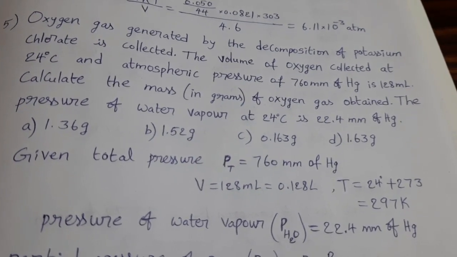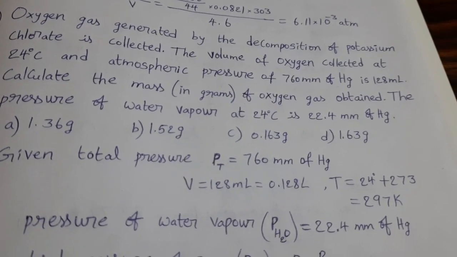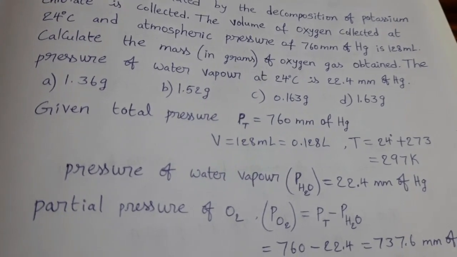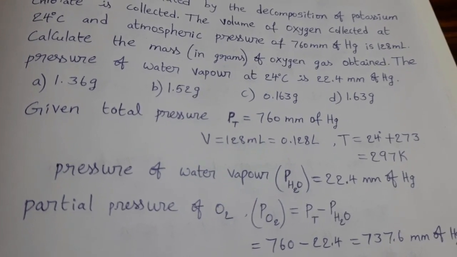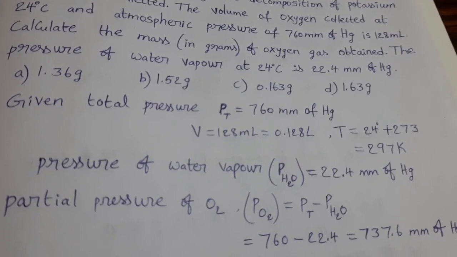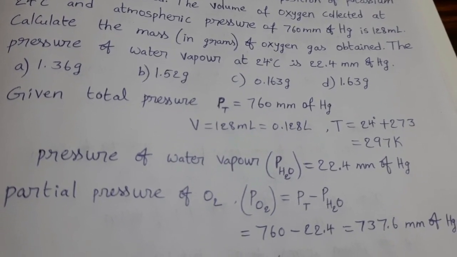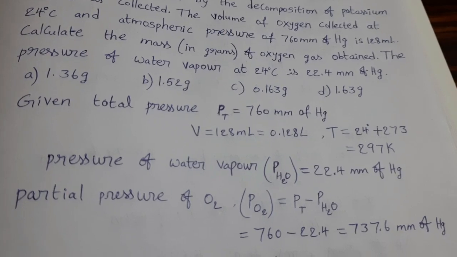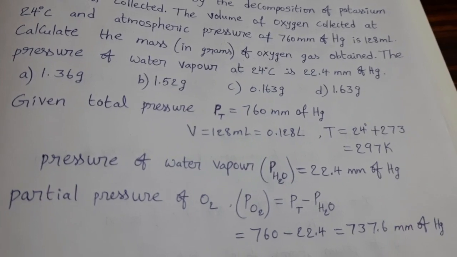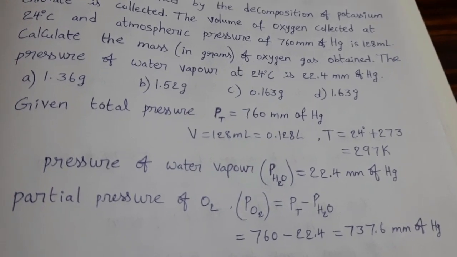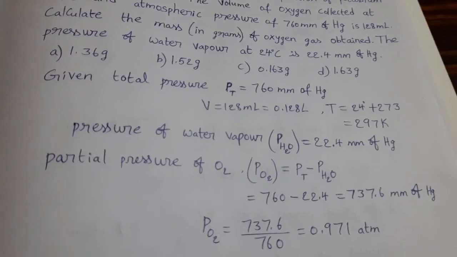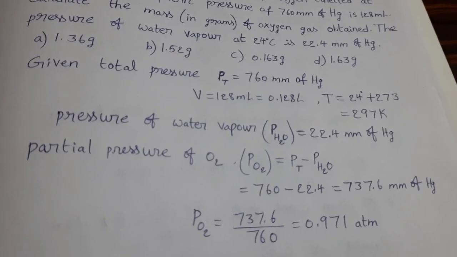Pressure of water vapor, P H2O, value is 22.4 mm of Hg. So we want the partial pressure of O2. For this we have to subtract the pressure of water vapor from the total pressure. So PO2 equal to PT minus P H2O. Total pressure 760 minus water vapor pressure 22.4, then partial pressure of oxygen equal to 737.6 mm of Hg.